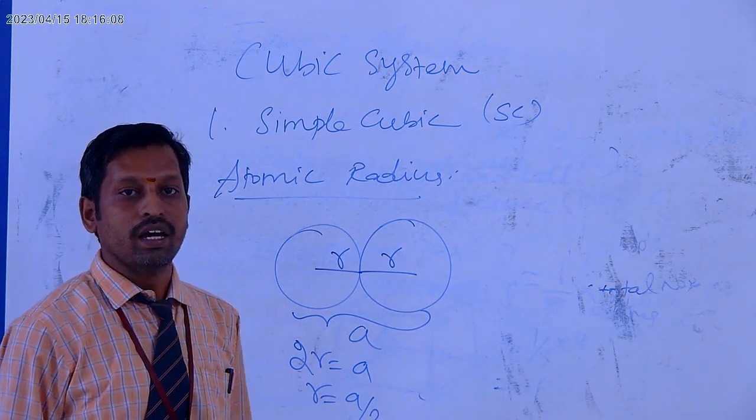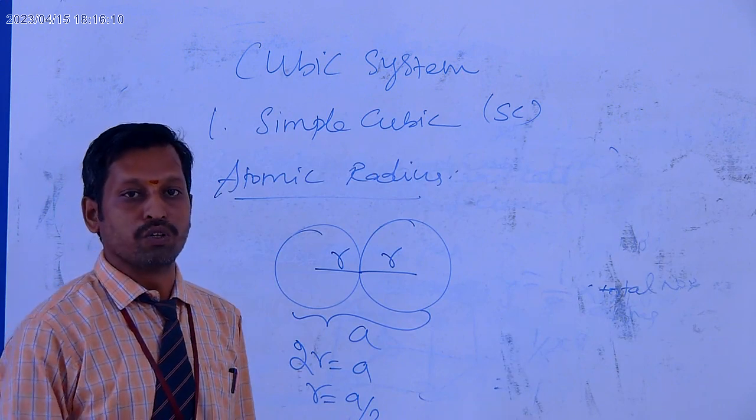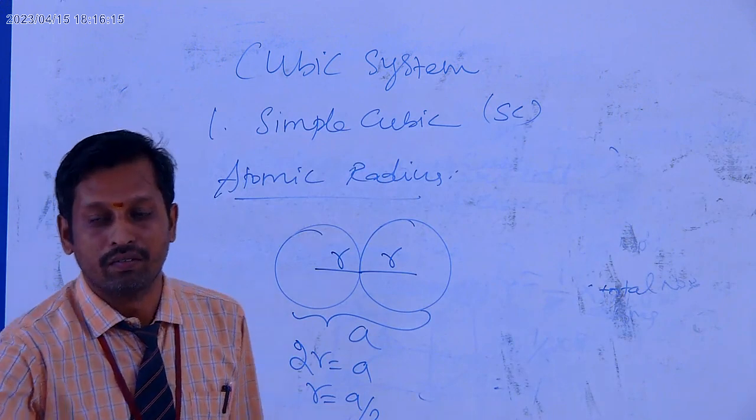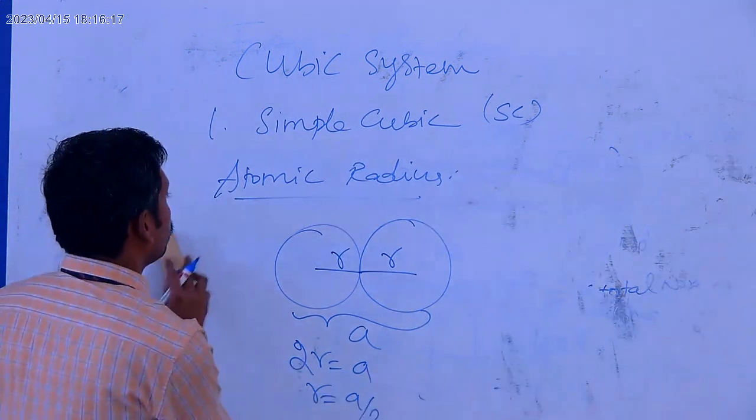So this is the atomic radius for simple cubic structure. Now we are going to see coordination number. What is meant by coordination number?